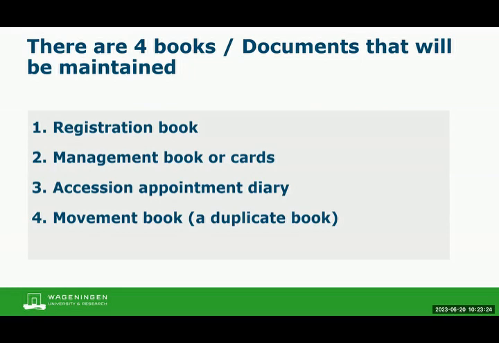Then we have the management book or cards. I'll explain what these are. These are either the management card, we call it, also we call it the accession card. Then we have the accession appointment diary. It has big names, but don't worry about it. They're really simple things. And we have a movement book or a duplicate book. I'll again come to what exactly they are.